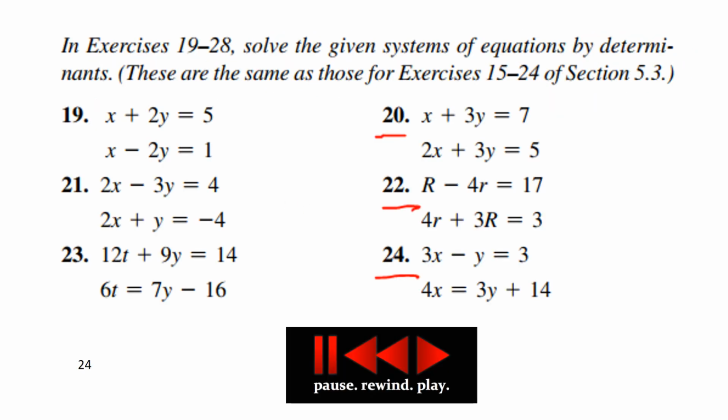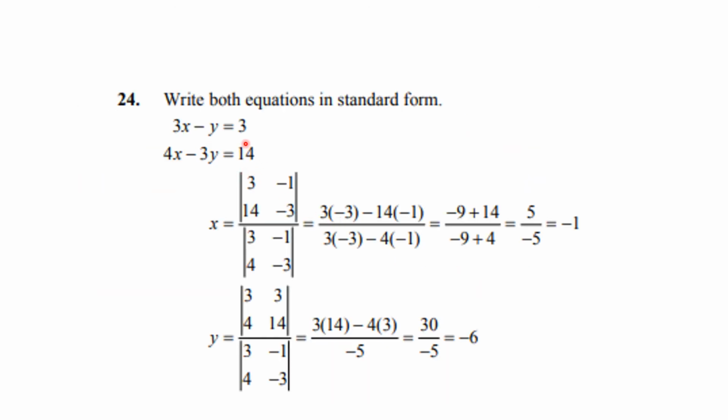Let's do a couple of problems and see how this worked for you. Here, let's do problem number 24. So hit pause, do problem 24, and then we'll check back. Let's see how you did. In 24, by the way, you have to write both equations in standard form. So you've got to get the x's over the x's, the y's over the y's, and the constants over the constants. This is what you should have gotten for x, and this is what you're going to get for y.